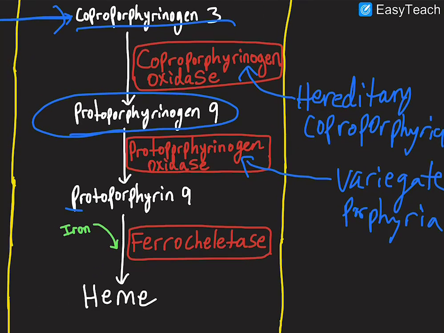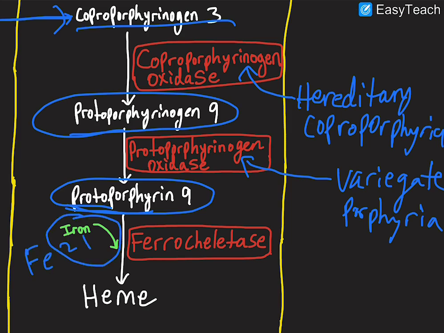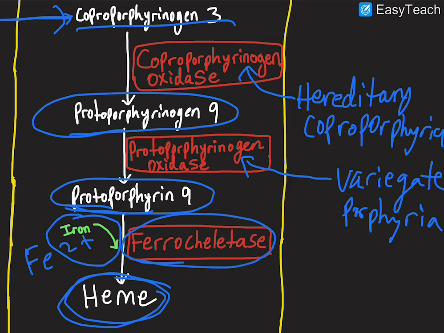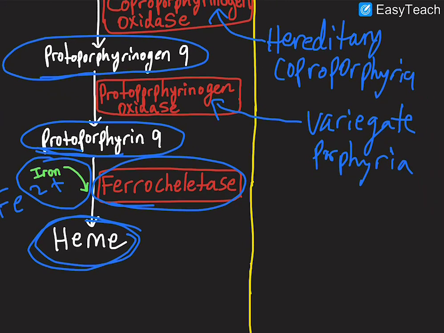Now that you have protoporphyrin 9, for the last step, you need iron. You need iron in order to make heme. The iron combines with protoporphyrin 9 to make heme via the enzyme ferrochelatase. What can inhibit ferrochelatase? Lead poisoning.